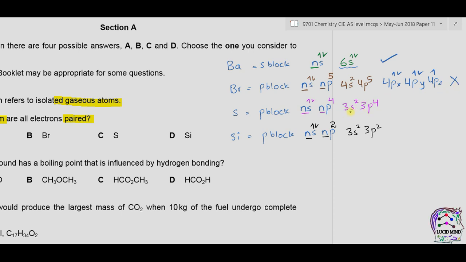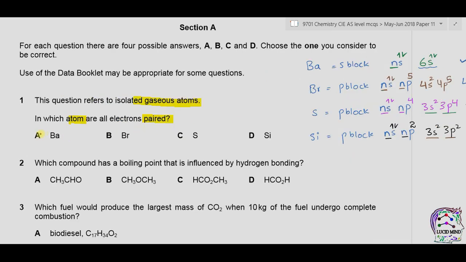Similarly, in sulfur we can see that there are paired electrons in s orbital, while in p orbital we have 4, so 3px, 3py, 3pz, and 1, 2, 3, 4 electrons, so there are 2 unpaired electrons, so this is also incorrect. In silicon again we have paired electrons in s while 2 electrons in p, so it will be 3px, 3py, and there is a single electron in each orbital, so we also have 2 unpaired electrons, so this is also incorrect. The only correct option having all electrons paired is barium.